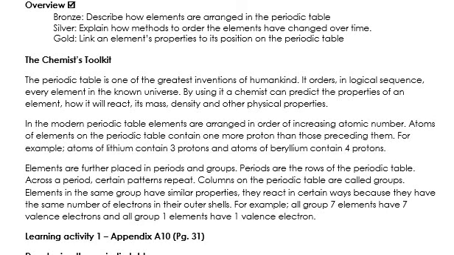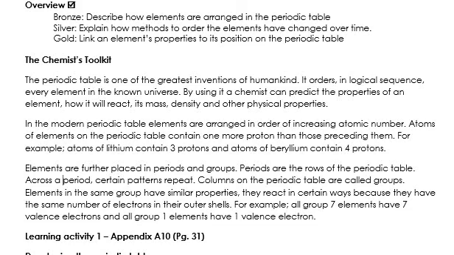Elements are further placed in periods and groups. Periods are the rows of the periodic table. Across a period, certain patterns repeat. Columns on the periodic table are called groups. Elements in the same group have similar properties. They react in certain ways because they have the same number of electrons in their outer shells. For example, all group 7 elements have 7 valence electrons, and all group 1 elements have 1 valence electron.